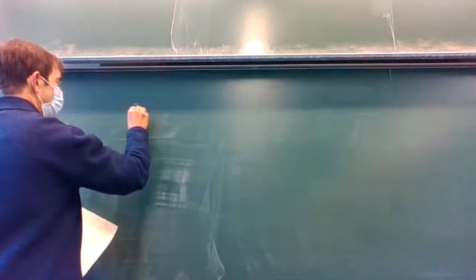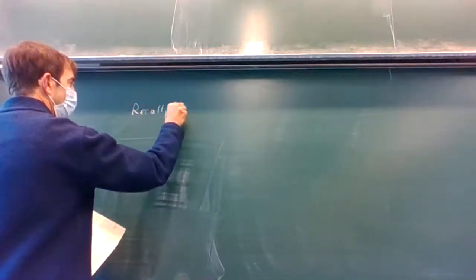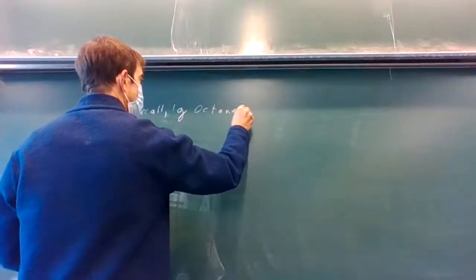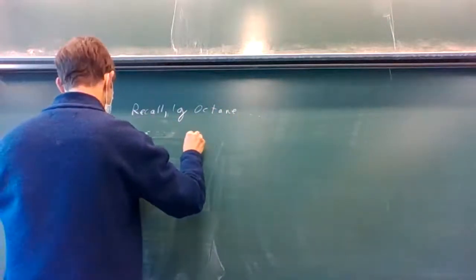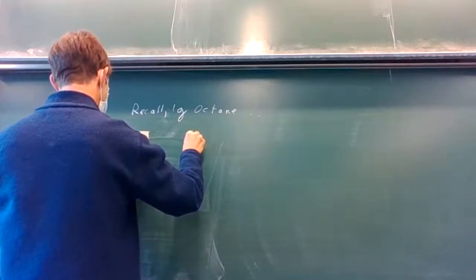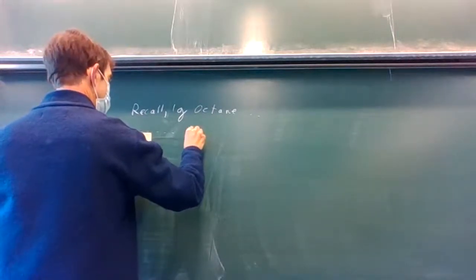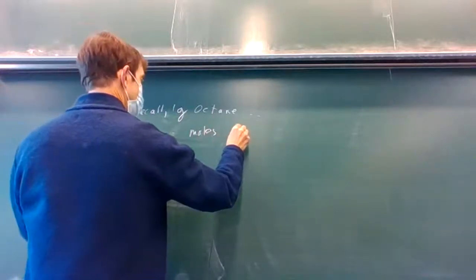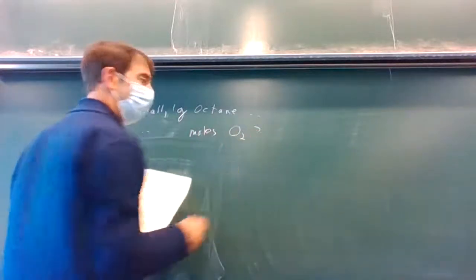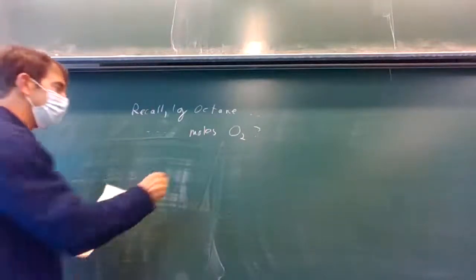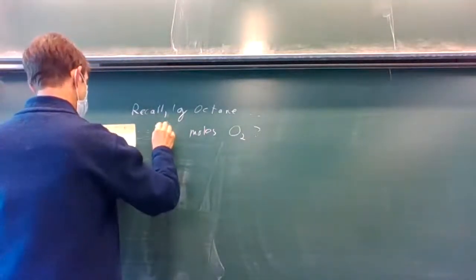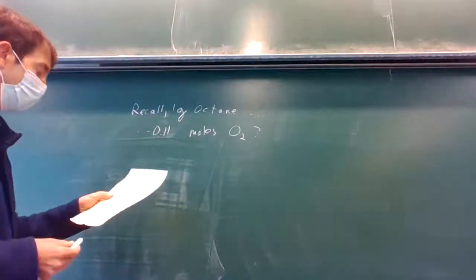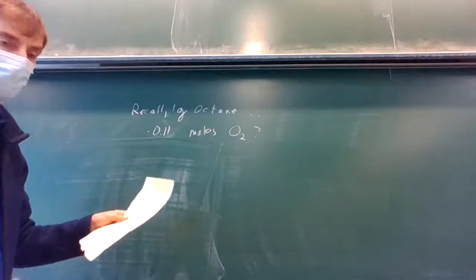Okay, so recall, 1 gram octane. And we got up to how many moles of O2, was that right? Did we get that far? Okay, what did we get for an answer? 0.11. I looked. 0.11 moles of O2.